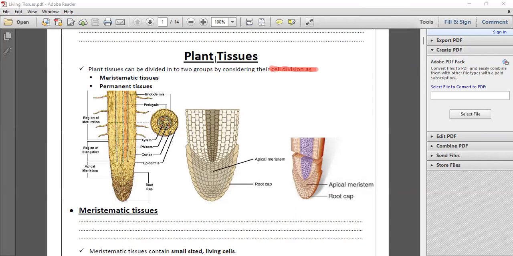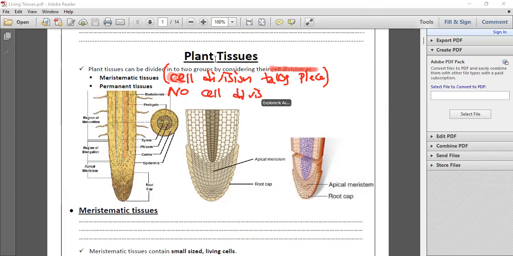When you talk about meristematic tissues, cell division takes place, right? When you talk about permanent tissue, no cell division. So that is the main difference of the two types of tissues present in plants.